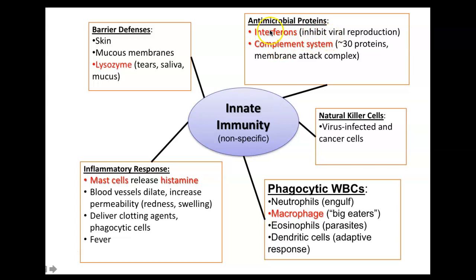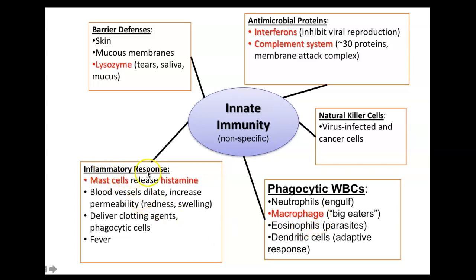Interferons, these are antimicrobial proteins that are going to get released that inhibit viral reproduction. Natural killer cells are going to kill cells that have been infected with viruses and also cancer cells. White blood cells, in particular your macrophages, are going to be activated and they're just basically going to eat the foreign invader, digest it, and remember what they do is they present a piece of the foreign invader to T cells that's going to kick off adaptive immunity, that next phase of immunity.